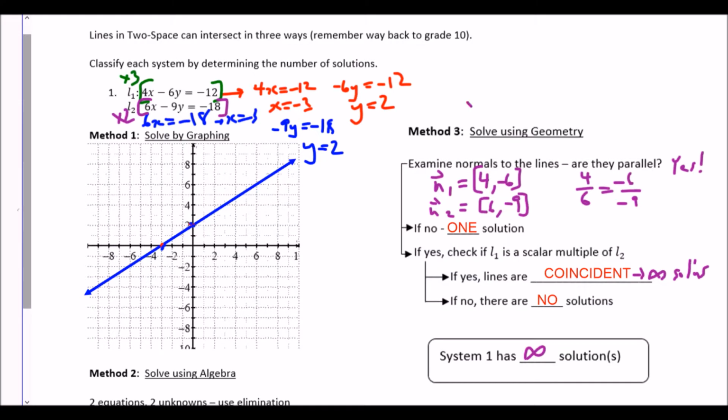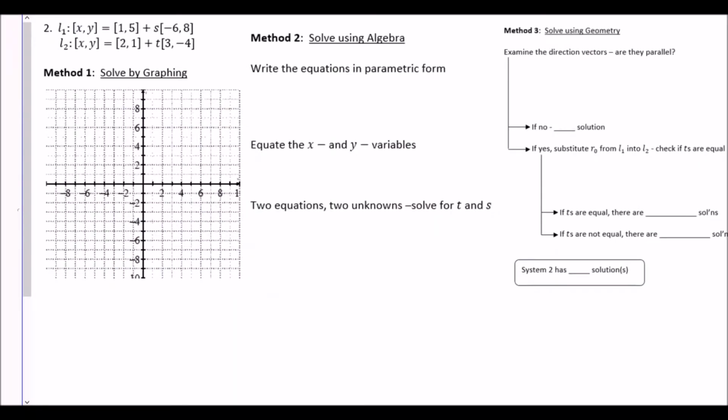So really, we're focusing on method 3 because that is calculus. Method 1 is grade 9, method 2 is grade 10. Now this one here, really, these three methods are all calculus, because we're going to graph using the vector form of the equation. So here's my equation, line 1, (1, 5). So I know the point (1, 5). So (1, 5) is right about here. And then I know the direction vector is (negative 6, 8).